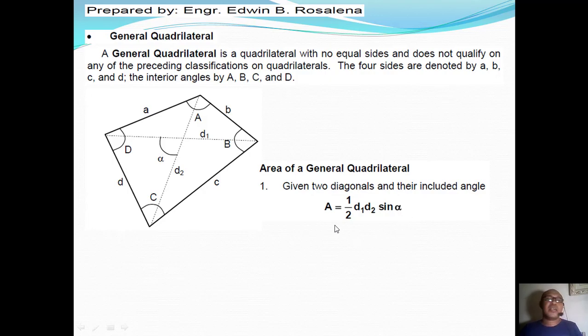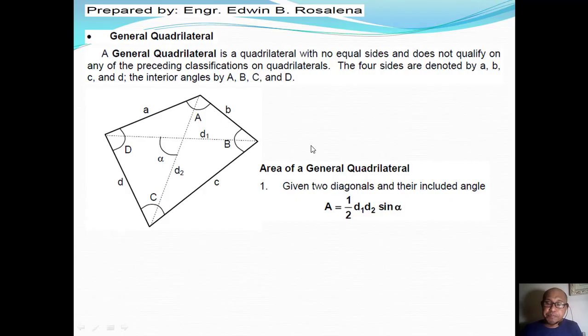So, as we noticed here, this is not limited only to the parallelogram or the rhombus. This is applicable to any quadrilateral in which you know the diagonals and the angle between the diagonals. So, if we are given a quadrilateral, with the two diagonals and the angle between the two diagonals known, then we can just use this formula to solve for the area of the quadrilateral.